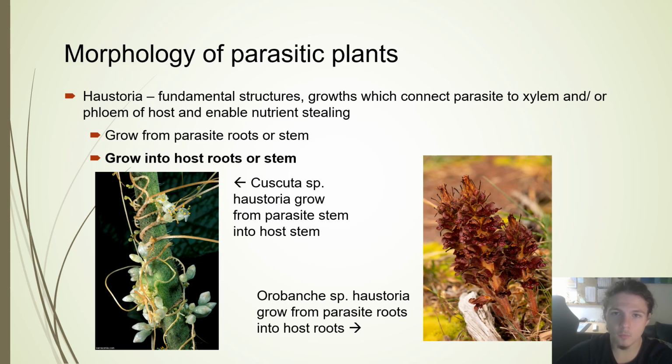They can either grow from the parasite's roots or their stems, and they will attach either into the host's roots or the stems. For example, in the case of dodders, they will grow their haustoria from their stems into the stems of their hosts, while orobanche will grow haustoria from their roots into the roots of their host.